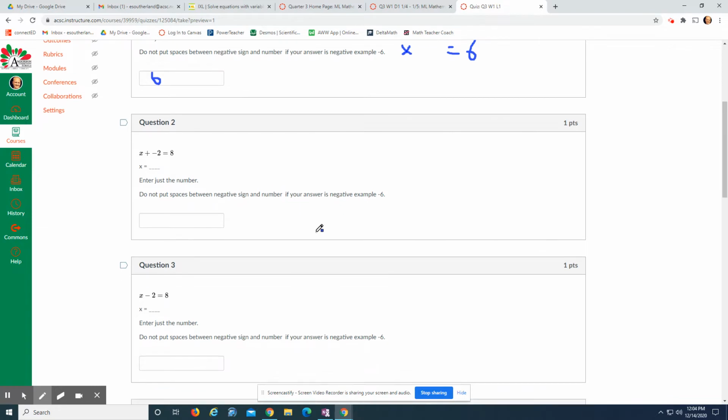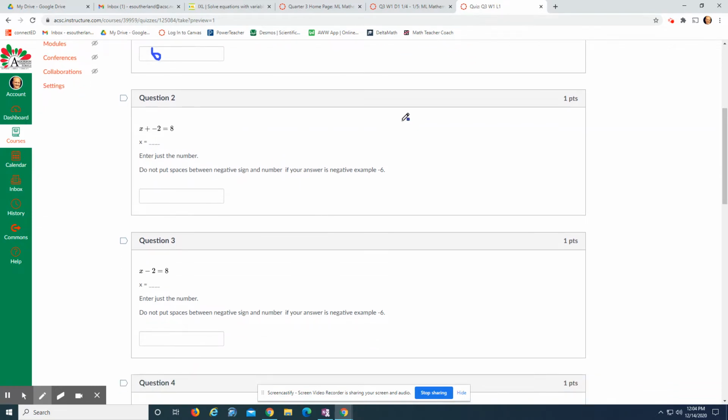And then if we continue looking, this one says x plus negative 2. Now this is kind of a trick question. x plus negative 2 is really the same thing, because a plus sign and a negative sign are going to cancel each other out, and it's going to become x minus 2.